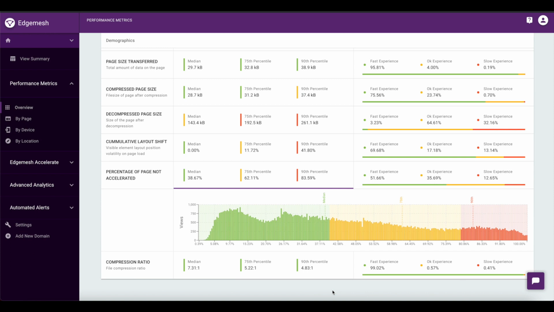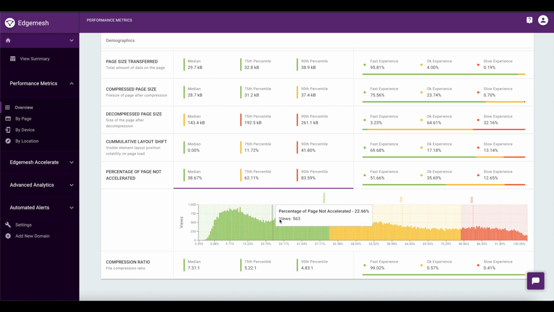The percent of page not accelerated is one of the most interesting metrics in the overview page. This tells you what percentage of content was not able to be served from the Edgemesh cache. So for example, if we saw a percent of page not accelerated of 5%, that would mean that 95% of the content was able to be served from the browser cache. As more content is able to be served from cache, the page will load faster.